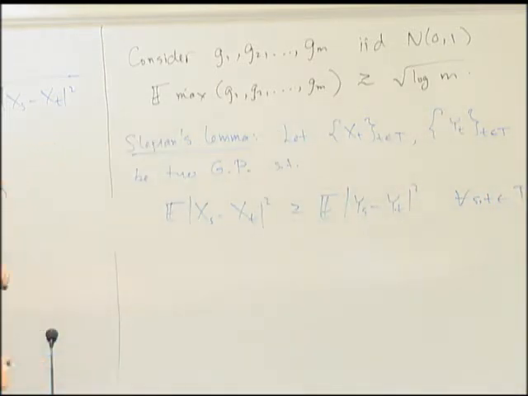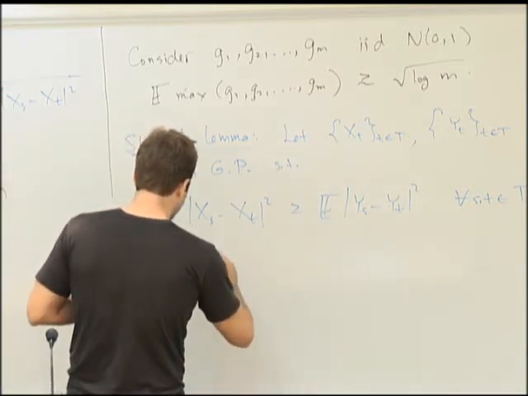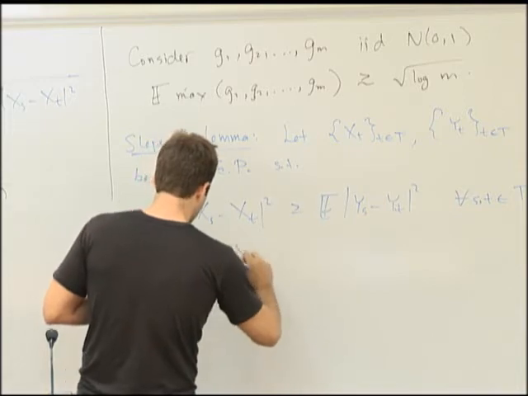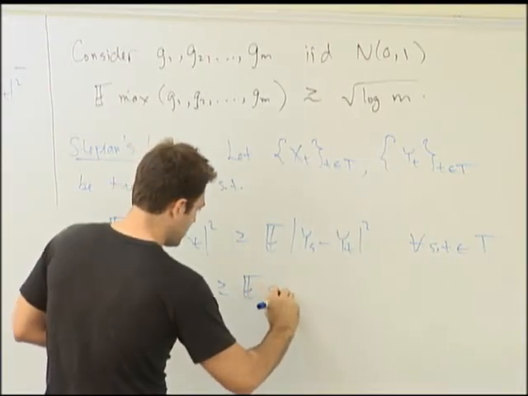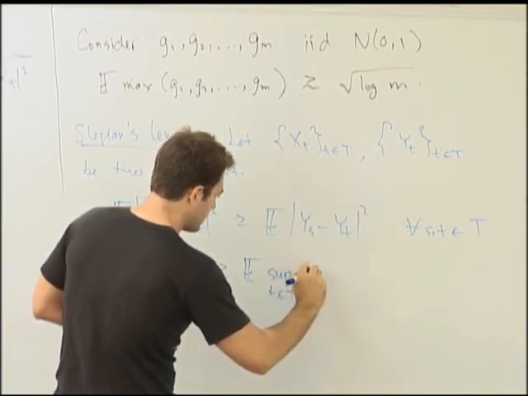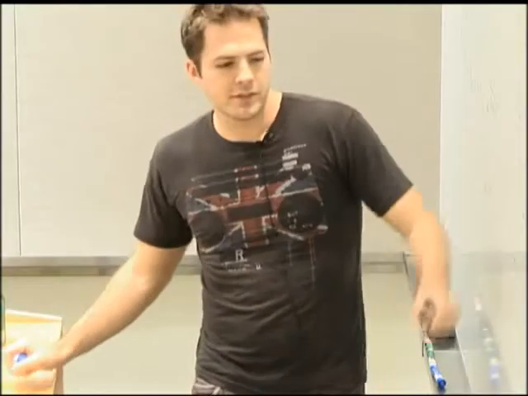Then the claim, which seems fairly intuitive, is that the expected sup of the X_t's is bigger than the expected sup of the Y_t's. So if all the distances here are bigger than all the distances here, then the same thing is true of the expected supremum. We'll prove this in a second.